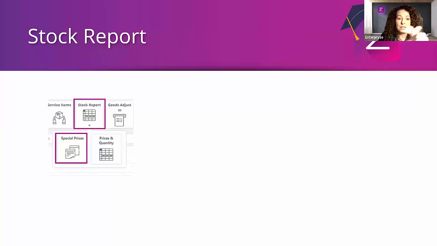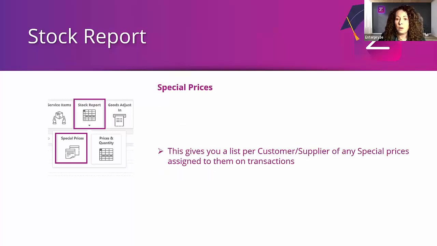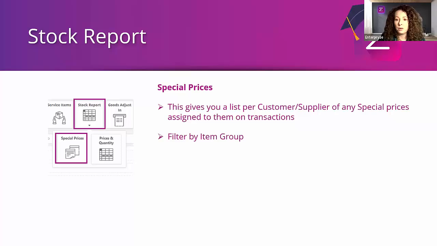So remember, this is your stock report. This is the one that we saw when we go into our stock menu. So you get access to, of course, the special prices. This is where you've saved the price against your sales or purchase transactions as you're inputting them into the system, against that customer or against a supplier, well, particularly against your customers. Then you've got the prices and quantity. So this is your special prices.